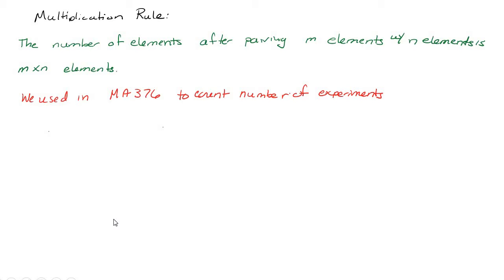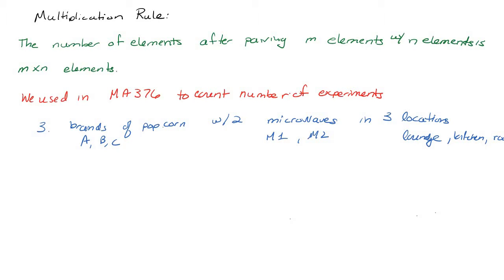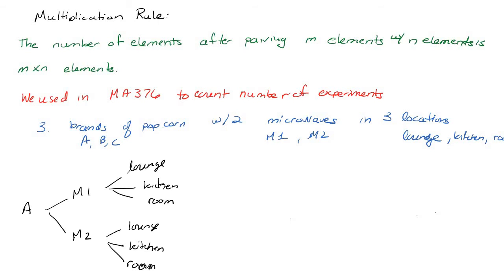We used this in MA 376, so if you just took MA 376, we used this to count the number of experiments where you had different factors. If you remember things like where we had 3 brands of popcorn with 2 microwaves and 3 locations, then experiment number 1 would be using brand A with microwave number 1 in the lounge. And experiment number 2 would be using brand A with microwave number 2 in the lounge, and so forth. So if you were in my section and probably the other sections, you probably drew what's called a combinatorial tree, where you would count the paths in the tree.